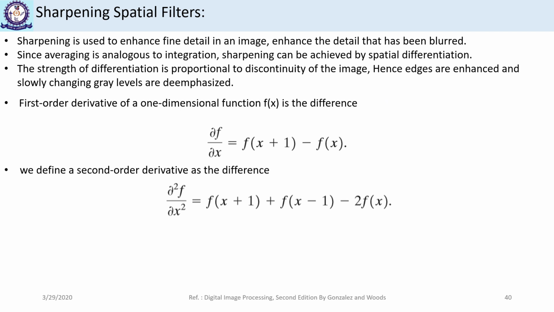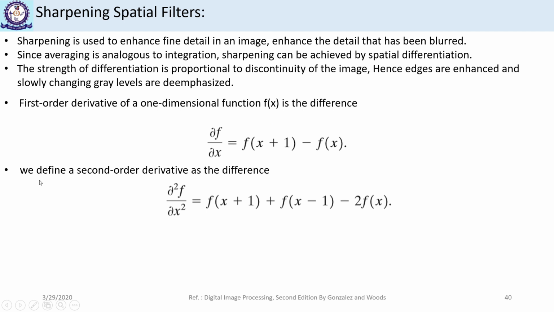Now carrying forward, we can have first order derivative and second order derivative for a discrete signal. For a one dimensional discrete signal, the first order derivative can be given as del f by del x equal to f(x+1) minus f(x). That means the present instant is subtracted from the future instance. That is how we get the first order derivative.